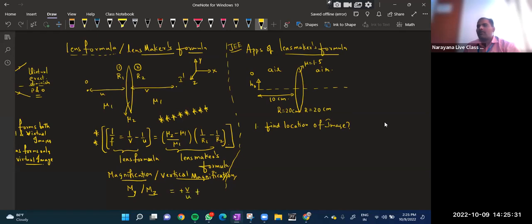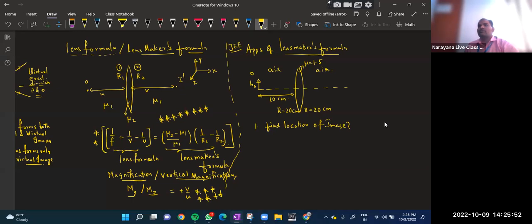All formulas you have to use with the proper sign convention only. If the image is formed on the left side, will you put V as minus or plus? If the object is on the left, U value is minus. Every formula in ray optics you have to operate with the proper sign convention, friend.